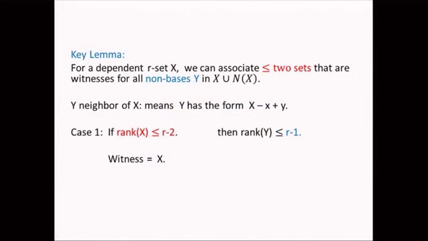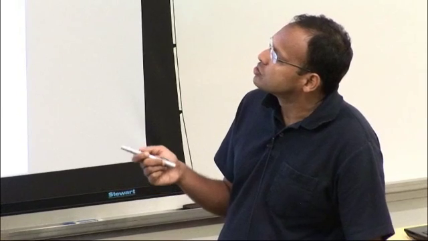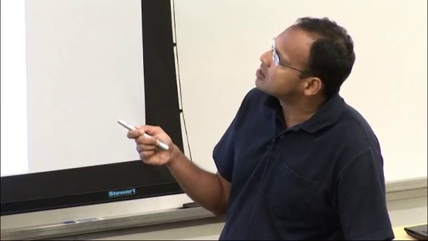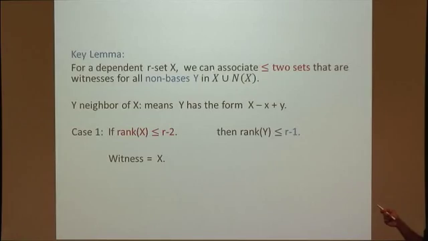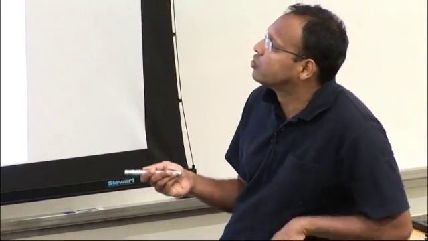Okay. So here is a way to make this whole thing precise. This is the only place where we use some properties of matroids, and it's just this one slide, so let me go over it in case some of you are more familiar with matroids. The key lemma is the following. If you have a dependent set X, or a non-base, then we can associate two sets that are witnesses for all the non-bases in the neighborhood of X. Instead of there being up to n squared over 4 non-bases, I'll just exhibit two sets which give you a witness for all of them.